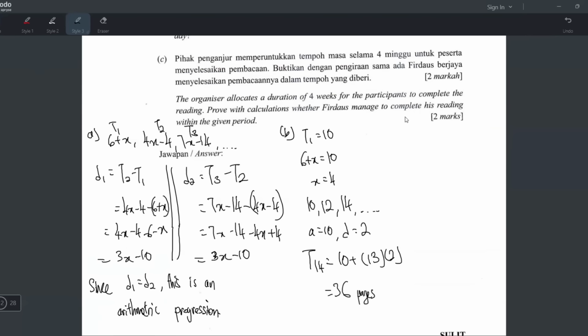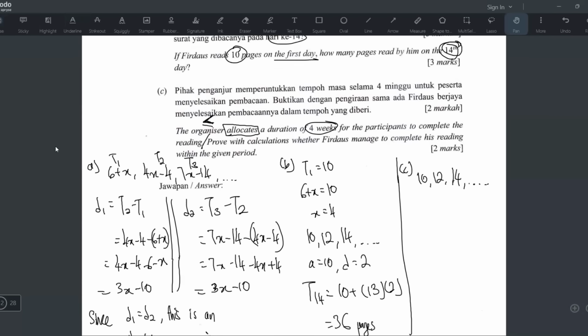Okay, let's do the final question, part C. The organizer allocates. Whenever I teach my students, I always tell them allocates means smaller equals. So it allocates the duration of 4 weeks for the participants to complete the reading. It means it has to be smaller equals 4 weeks lah. Prove with calculation whether Firdaus managed to complete his reading within the given period. We already know the first day he managed to read 10 pages, second day is 12, 14 is for the third day, and so on, right? But they are asking you to prove with calculation whether Firdaus managed to complete his reading.